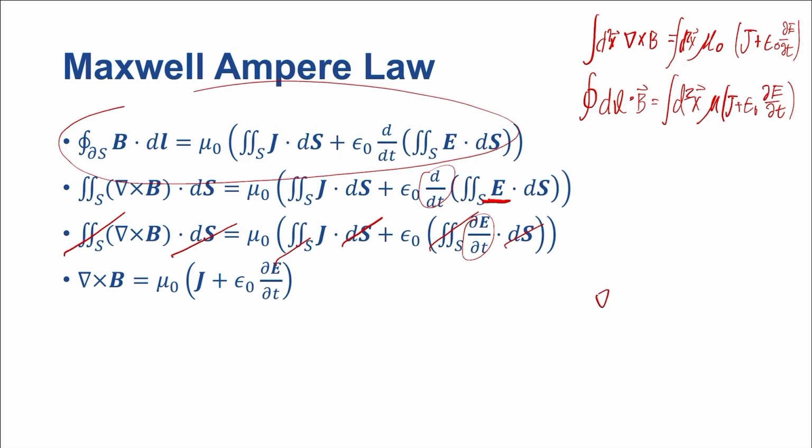And then, of course, we found the Faraday law, which is that curl of E is equal to the negative time derivative of the magnetic field. So anyways, that is what I've got for today.